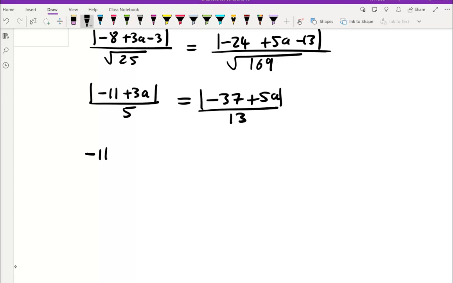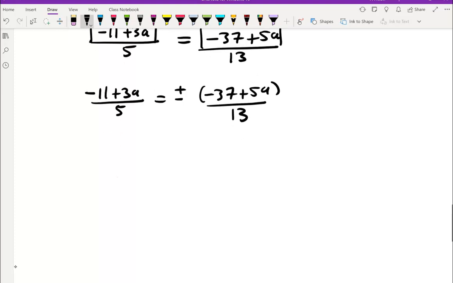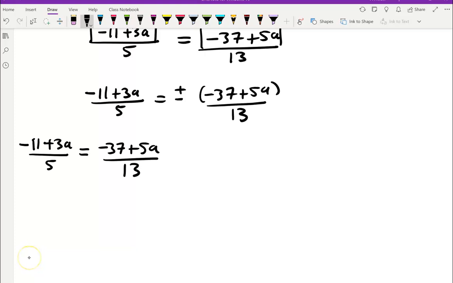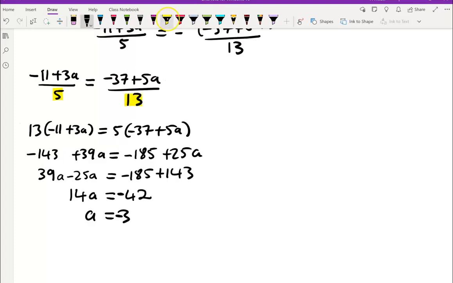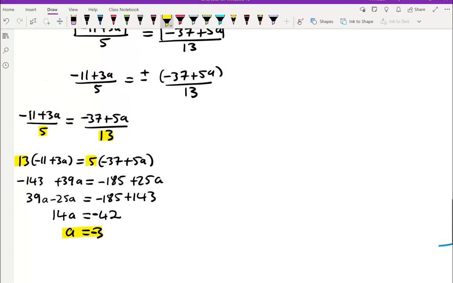So I'm going to say that (-11 + 3a) all over 5 is equal to both the positive and the negative of (-37 + 5a) over 13, and do them individually. I'll do the positive version first. I'm left with (-11 + 3a) over 5 equals (-37 + 5a) over 13. So we get rid of our fractions. The 5 on the left is dividing, it'll come over to multiply, and the same with the 13. Once you bring them over to multiply into your brackets and solve, that gives you a = -3.